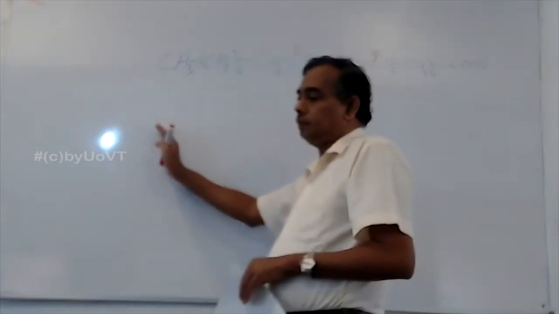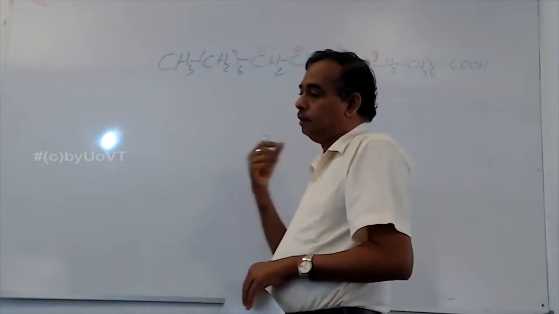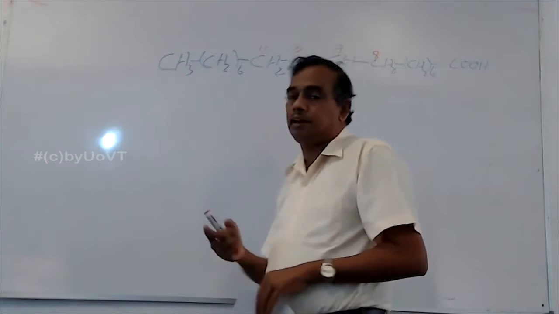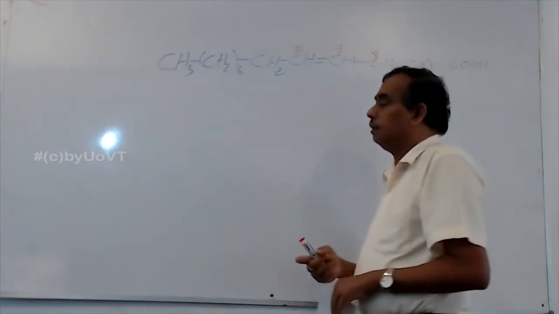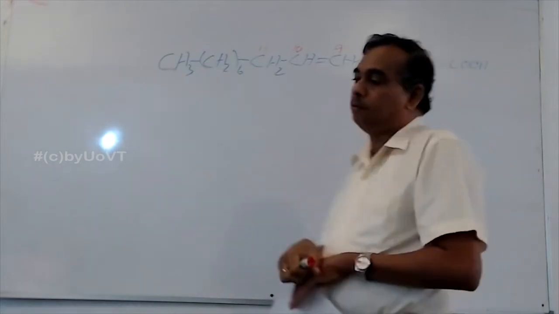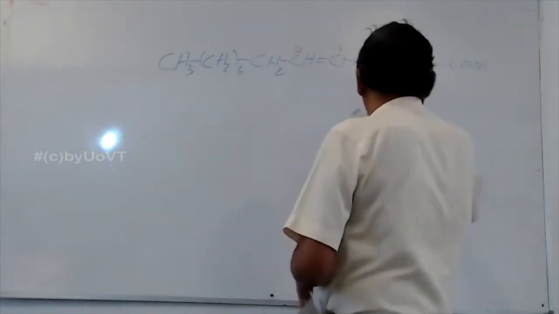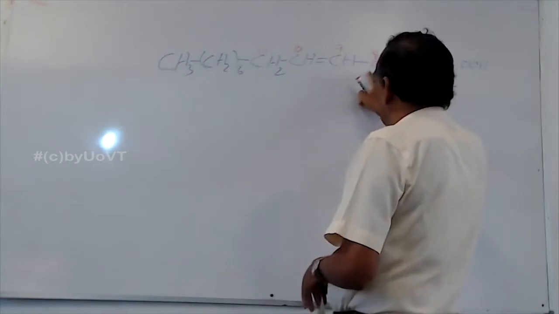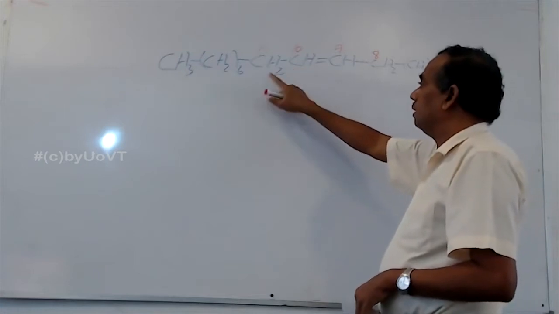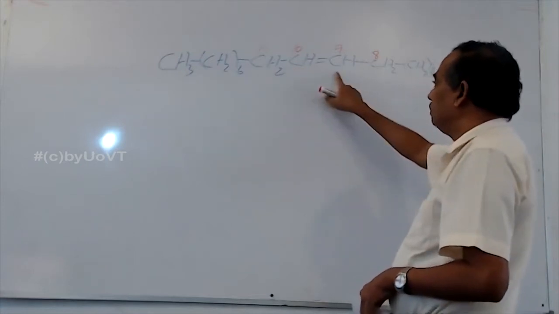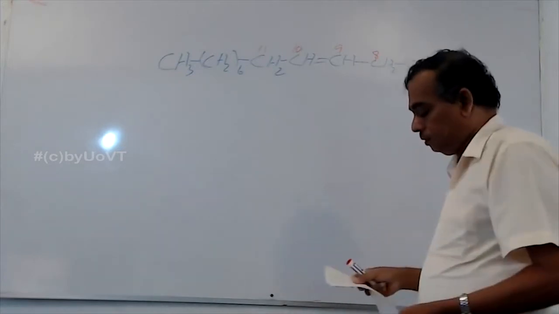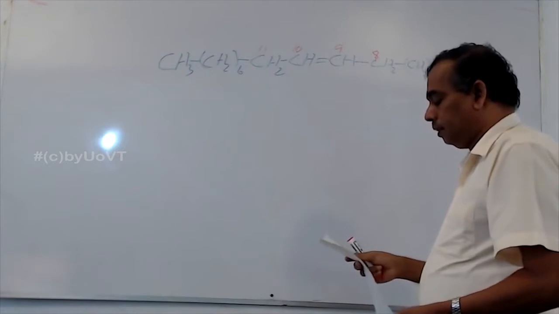As in the last session, we explained we can number this kind of compound in both ways. But by IUPAC regulation, I can select the highest priority group. Therefore, we can start the numbering from this end. Based on that, this carbon is 8, this is 9, this is 10, 11. So there is a double bond between 9 and 10. So the reaction starts at this position.